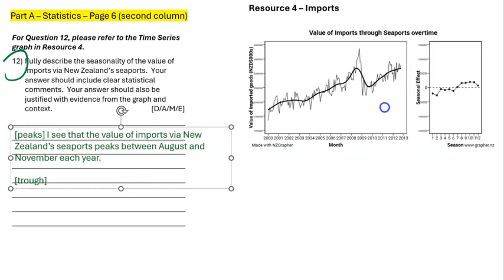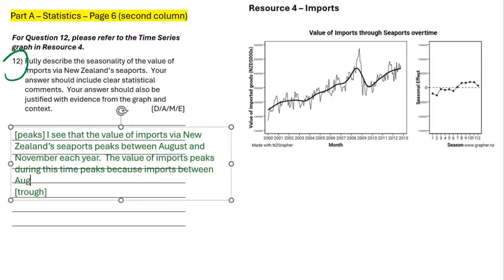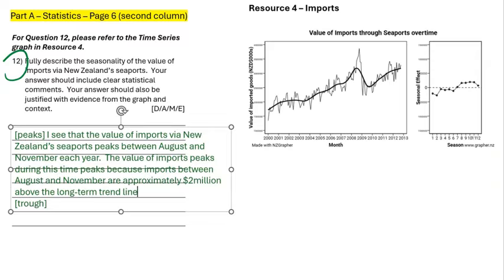So my second part, my merit stuff, I now need to back it up with evidence. So the evidence would be the 2 million that's above the trend line per time. So the value of imports peaks during this time period because imports between August and November are approximately 2 million above the long-term trend line. Okay, so I've now talked about my evidence from the graph, and that one there was quite easy compared to some other ones. Now the final thing we need to talk about is, why.